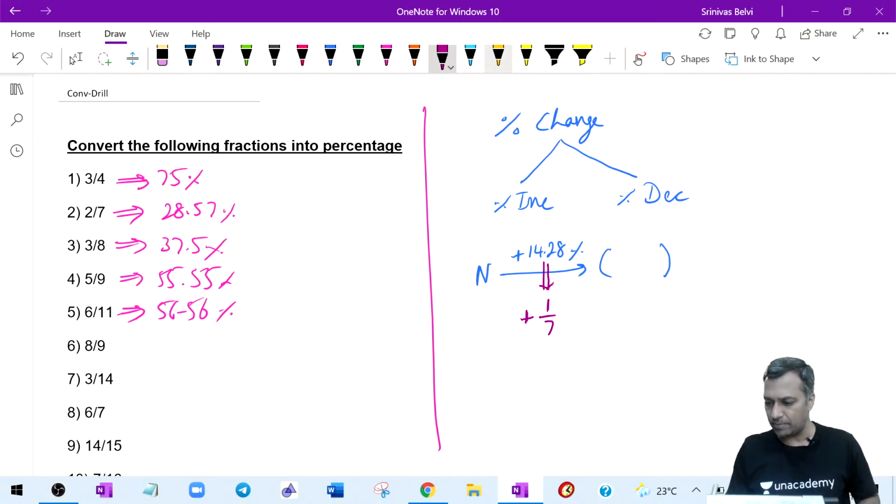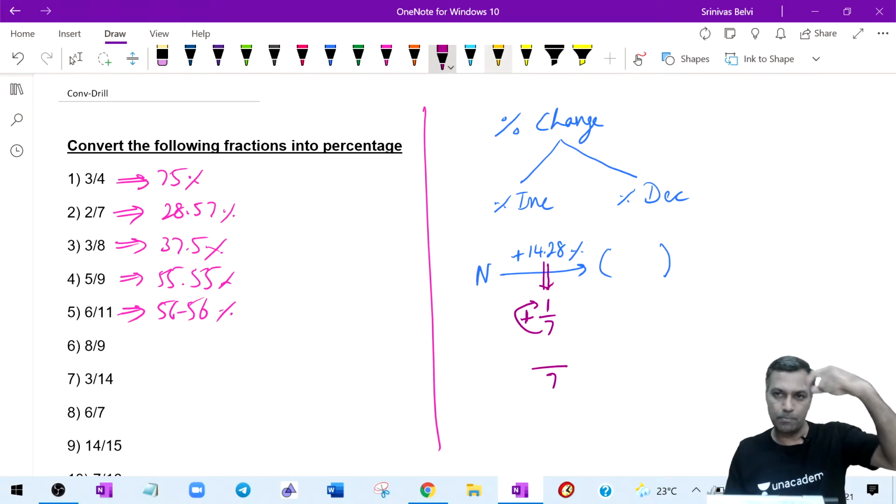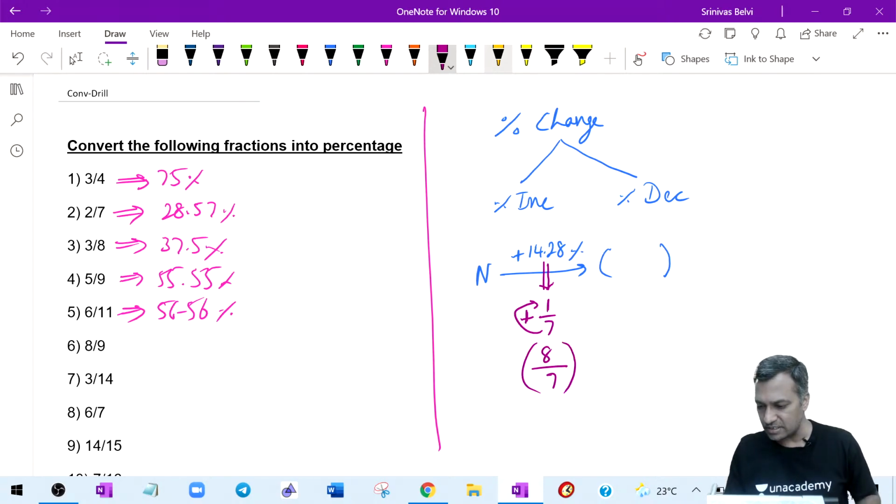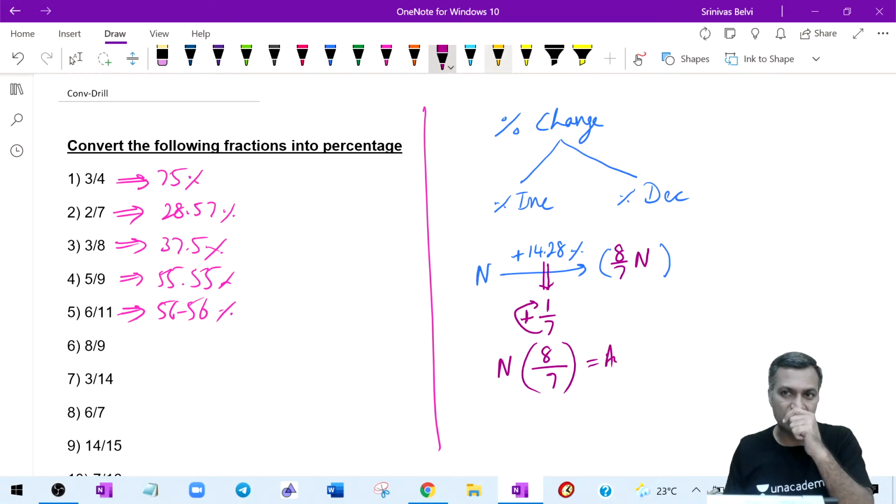Listen to me. For the multiplier, retain the denominator as it is. There is a plus sign, so add them: 7 plus 1 is 8, which means the number into 8 by 7 is your answer. Here I am supposed to write 8 by 7 of the number. Now, what is this 8 by 7 called? Multiplier. This 8 by 7 is called the multiplier.